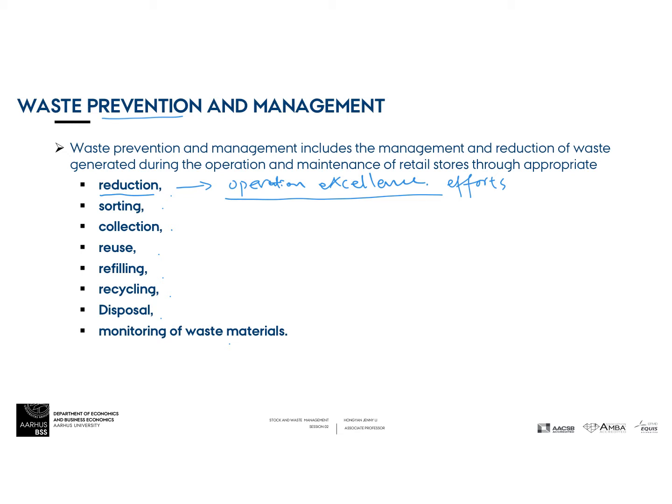And then sorting, collection, reuse, refilling, recycling, or disposal. This is more like daily actions or daily activities in your operations. So it's related to how to sort the waste, how to collect the waste, what waste can be reused or recycled, or what waste has to be disposed. And monitoring of waste materials actually requires a kind of information system. We call it a waste management plan or waste management system.